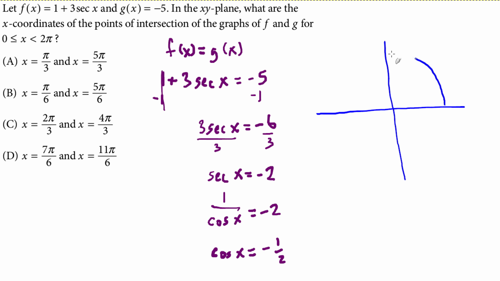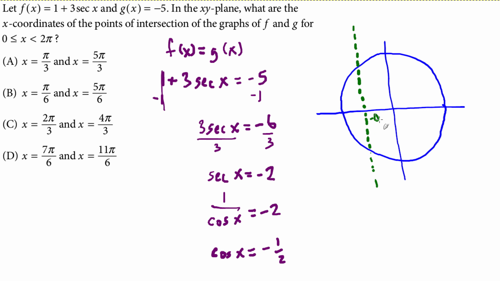And on the unit circle, we know that the cosine is the x coordinate. So we're looking for, on the unit circle, where is the x coordinate -0.5? And that's going to be here and there. And we're in radians, because of course we're in radians.